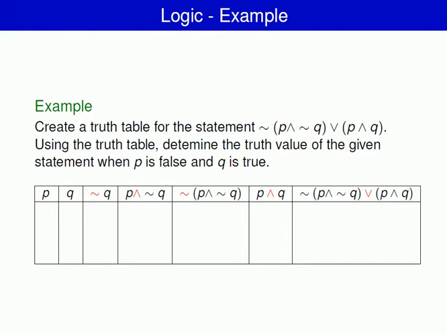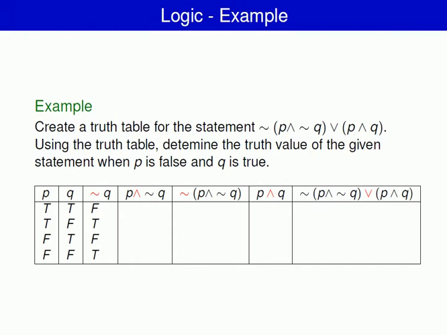So let's fill this in. There are four possible truth value combinations for P, Q. Both are true. P is true, Q is false. P false, Q true. Both are false. Those are all the possible truth value combinations. Negation of Q is easy. You just invert the value of Q. Whenever Q is true, negation is false. Whenever Q is false, negation is true.